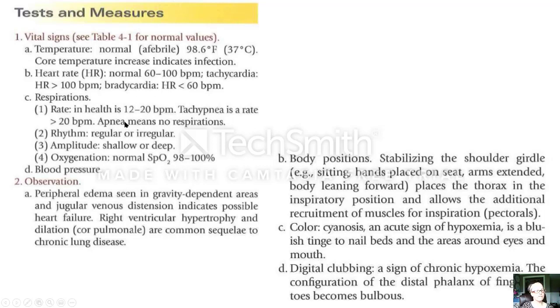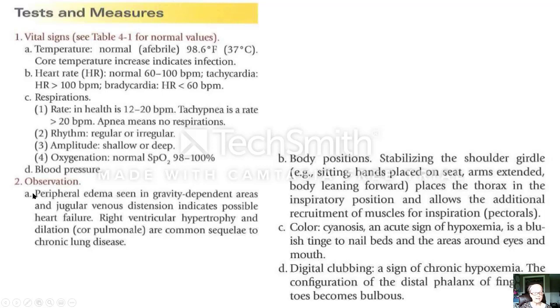Respiration rate in healthy individuals is 12 to 20 breaths per minute. Tachypnea is a rate over 20. Apnea means no respirations. Rhythm is either regular or irregular. Amplitude can be shallow or deep. Oxygenation is usually between 98 to 100%. And then blood pressure. So temperature, heart rate, respirations, and blood pressure.